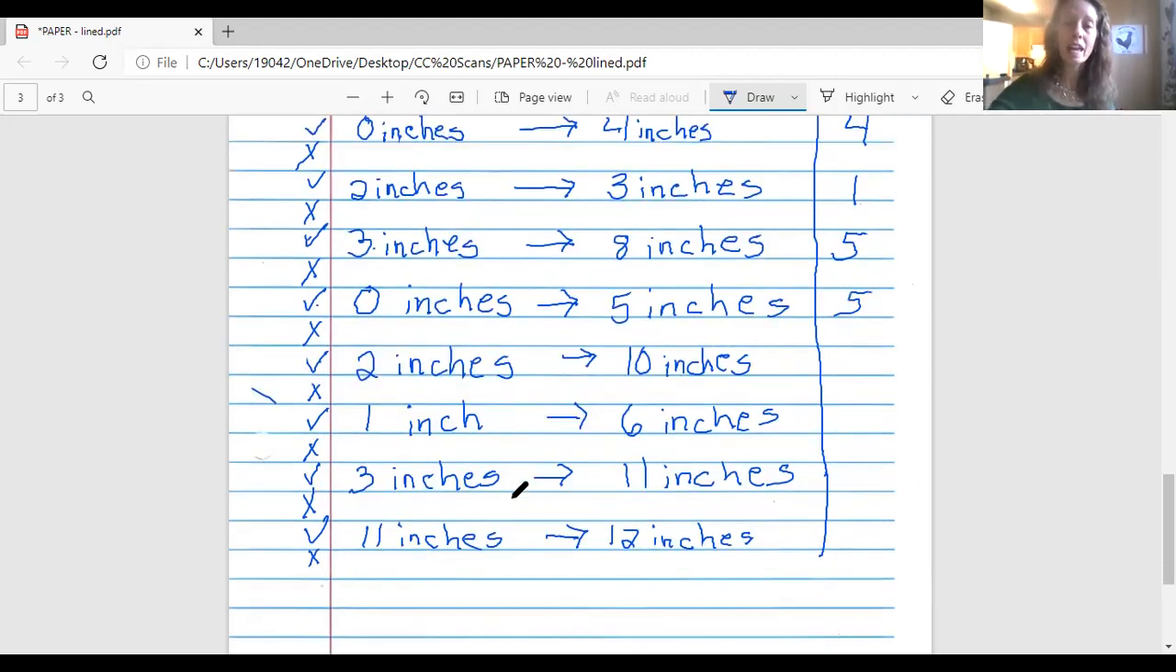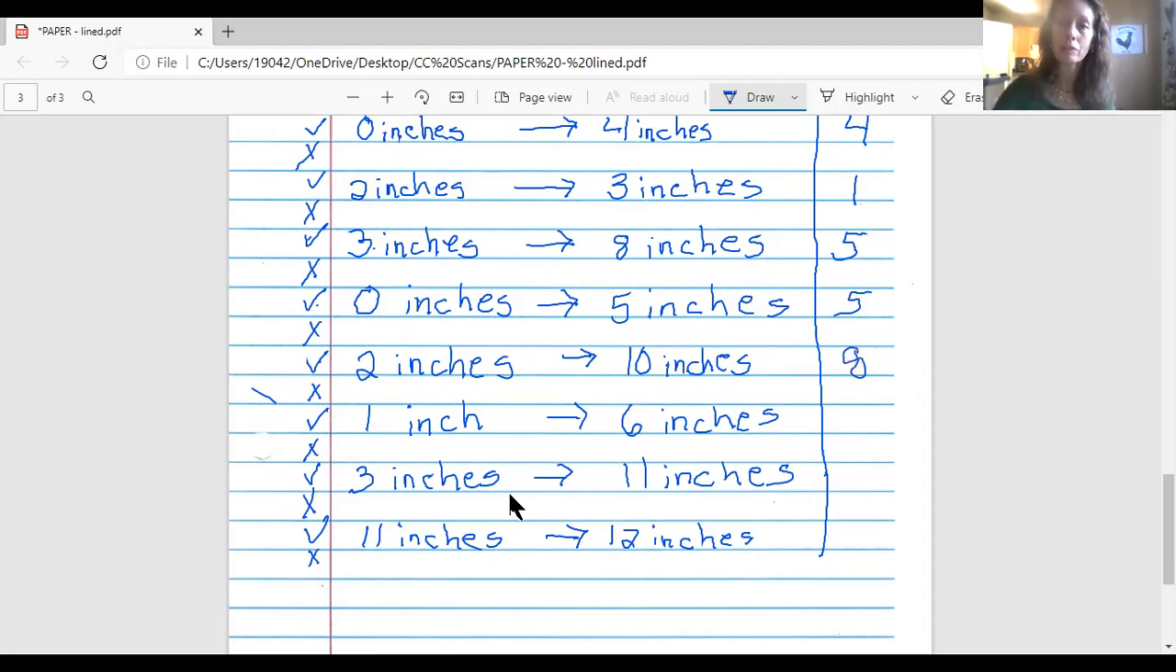Okay. Now, on this one, we started at 2 and ended at 10. How much did we travel? 2, 3, 4, 5, 6, 7, 8, 9, 10. We traveled 8 inches on that one. That was our biggest one, wasn't it?